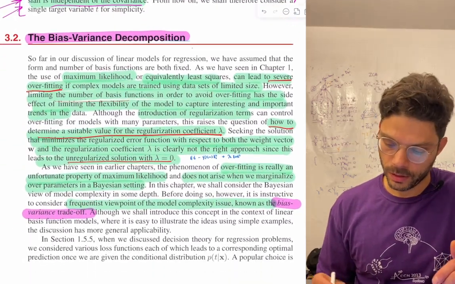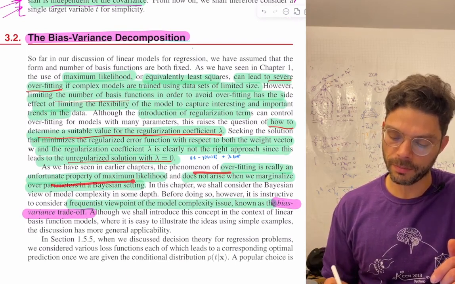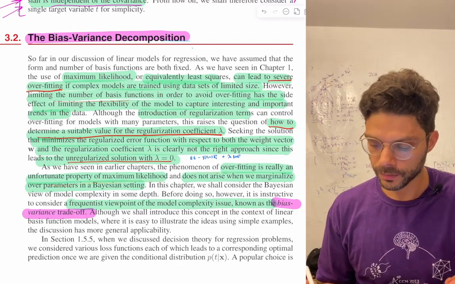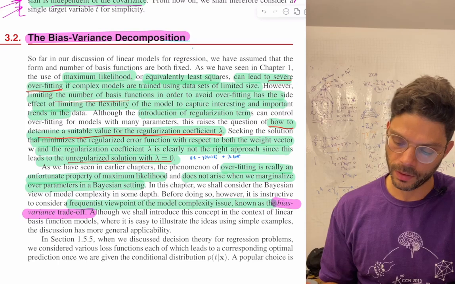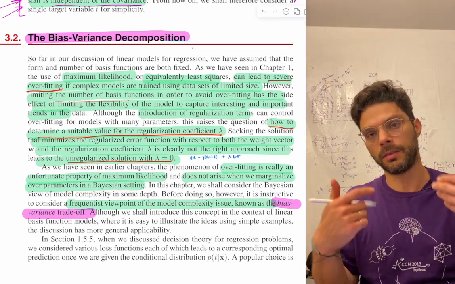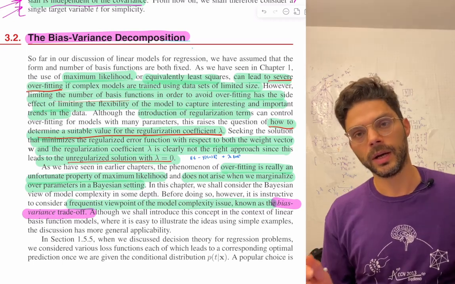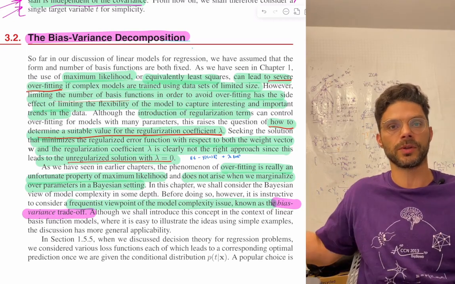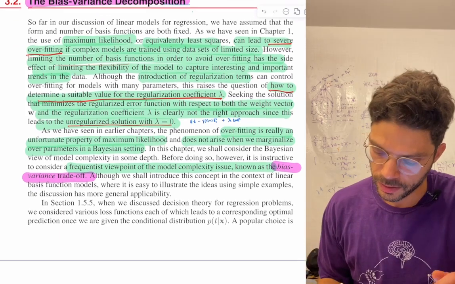Okay. So it says, as we've seen in an earlier chapter, the phenomenon of overfitting is really an unfortunate property of maximum likelihood. So the point here is that we're picking one answer, and we're not taking into account the flexibility of the model. And as we'll see in subsequent chapters, the Bayesian approach allows you to marginalize out over the set of parameters that could be responsible for the data you're seeing. And when you have complicated models, there's more space to marginalize over. So that implicitly penalizes those models, as we'll see.